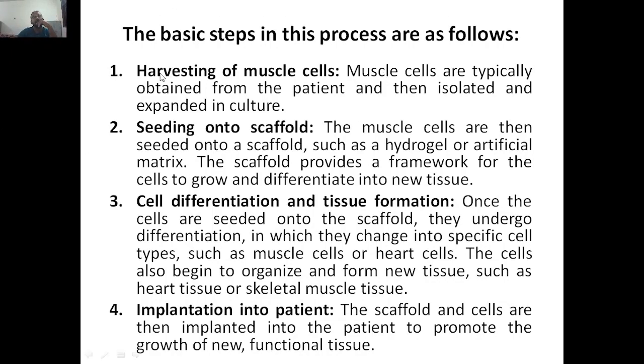So first step is what? Harvesting of muscle cells. That is nothing but you are going to take out the cells from the patient itself and then isolate. Isolate in the sense you make sure that those cells are isolated. That means properly taken out. No other entities, no other proteins or any other cell debris is present. Only the cells are there. And then expanded in the culture. That means you culture it and expand it. That means grow the culture. Okay. So that was the first step.